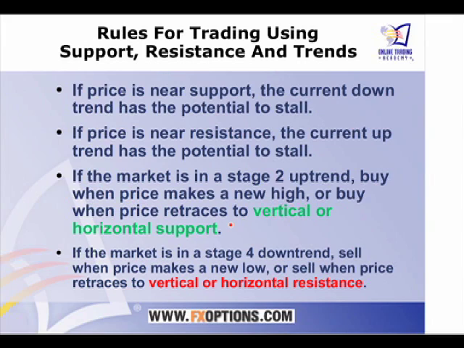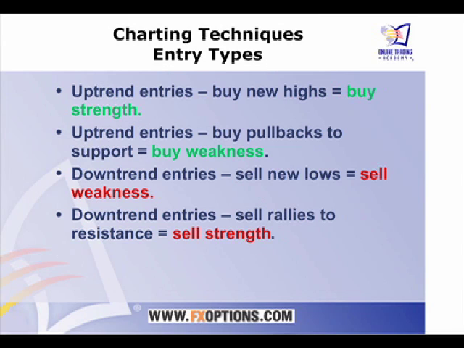If you see that the market is in a stage 2 uptrend, you can buy either by buying when price makes a new high or buying when price retraces to either a vertical or some kind of horizontal support. So if the market is in a stage 4 downtrend, you should be looking to sell the rallies. And you can either sell the rallies or sell when price makes a new low. And of course, that's a function of your trader personality.